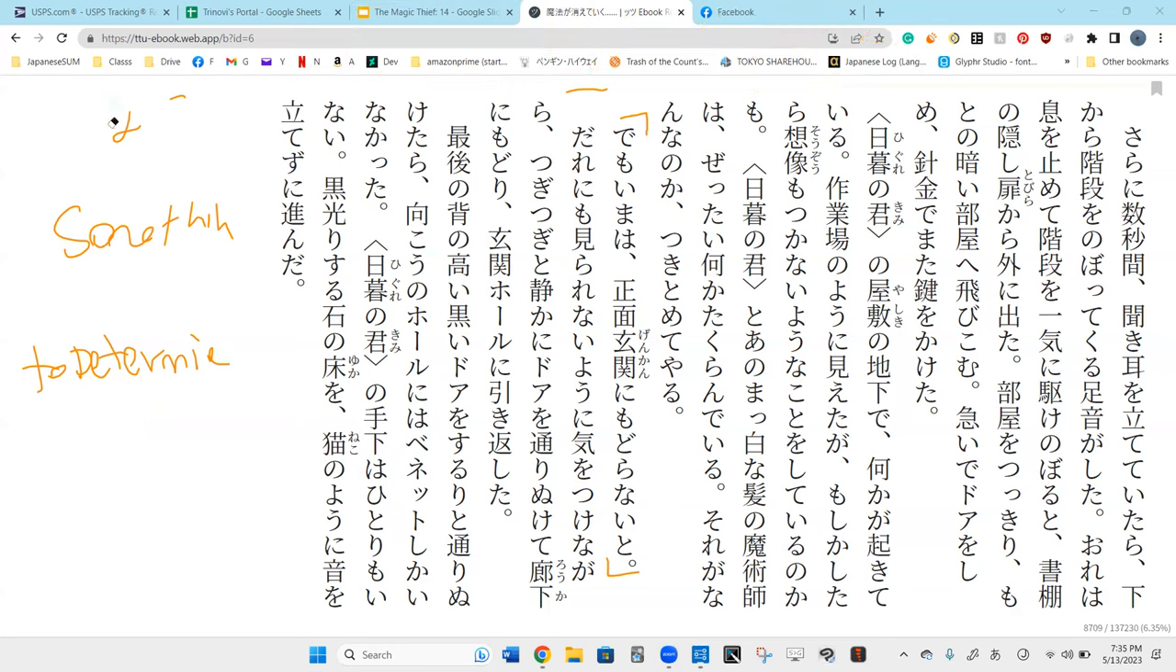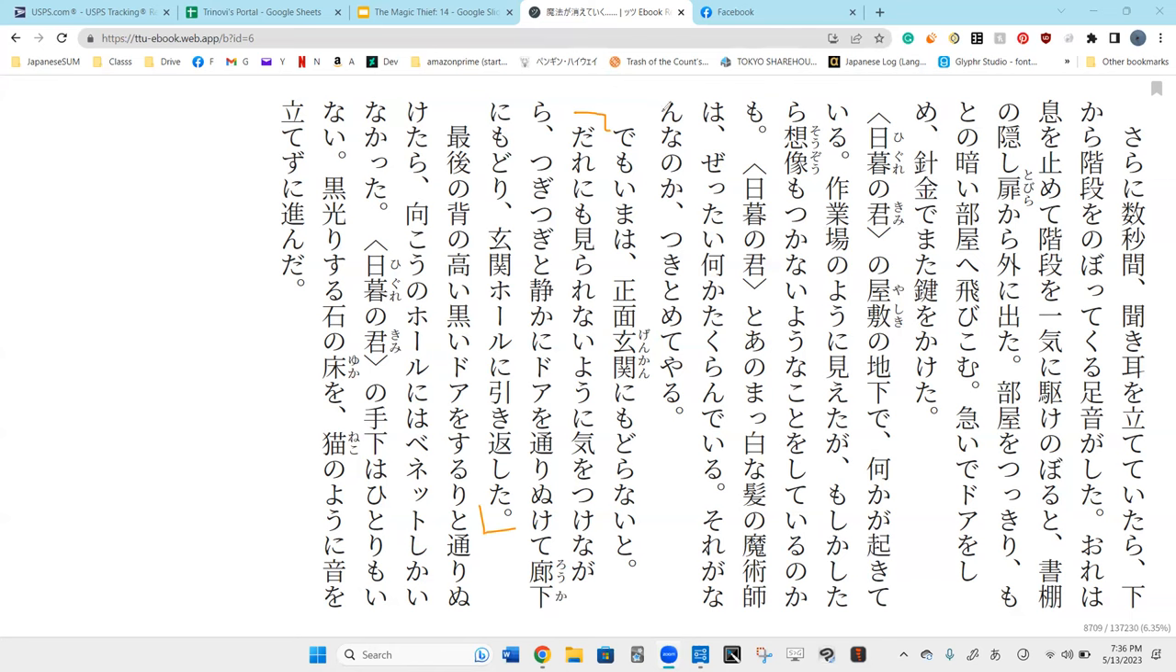And then he says, demo ima wa. Demo ima wa, shomen genkan ni modoranai to. He says, modoranai to. That is, I must return to the entrance hallway, the genkan of the front. Demo ima wa means that, however, right now, he's saying that I will determine what it is that these bad guys are planning later. However, right now I must return to the genkan first. So I'll determine that at a later date. Put it in my calendar, right.